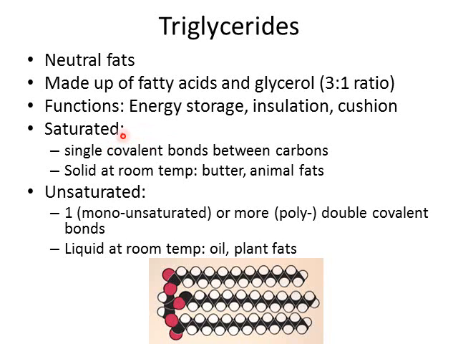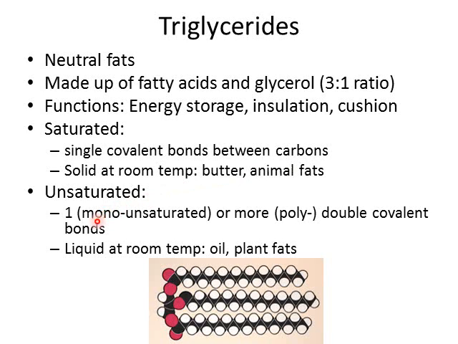We can either have saturated or unsaturated fats. Saturated fats means that there are single covalent bonds between all the carbons. The way to tell these apart, we know that saturated fats are solid at room temperature. So this is butter, this is animal fats, and it's found inside of meats.